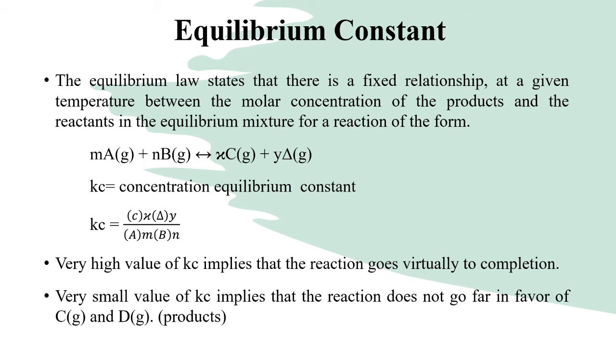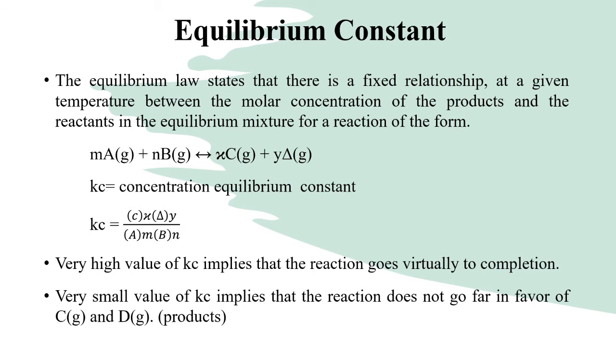KC, which means what? Concentration equilibrium constant. Now from our rules, number one rule says that concentration of product are multiplied on the top of the expression. So our product is CD. So CD is at the top of the expression. While concentration of the reactant are multiplied together on the bottom. At the bottom we have AB. That means concentration equilibrium constant is equal to product over reactant.